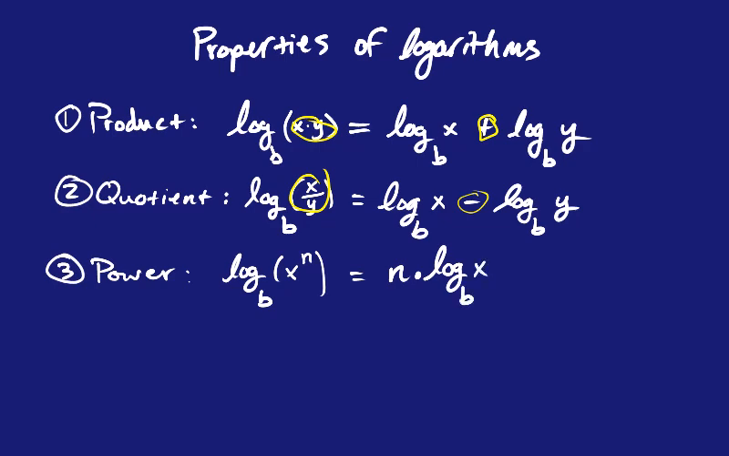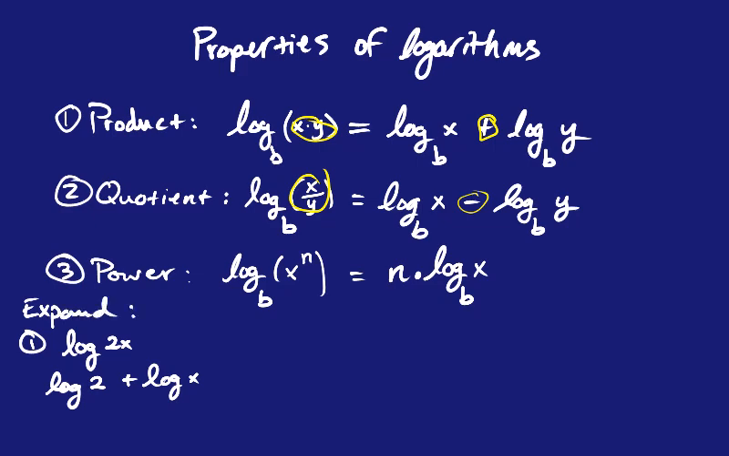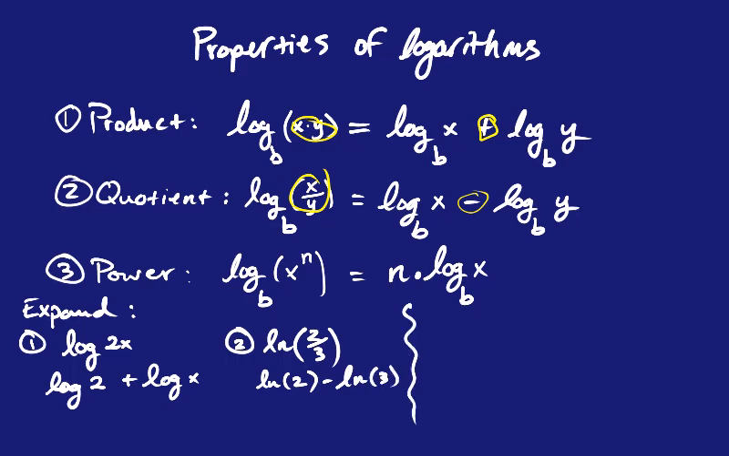Alright, and so let's kind of see them in action. The first one, if you wanted to say log of 2x, could be expanded by doing log of 2 plus log of x, and this is called expanding. And another one, let's say, would be the natural log of 2/3. You could expand the natural log of 2/3 to be the natural log of 2 minus the natural log of 3.